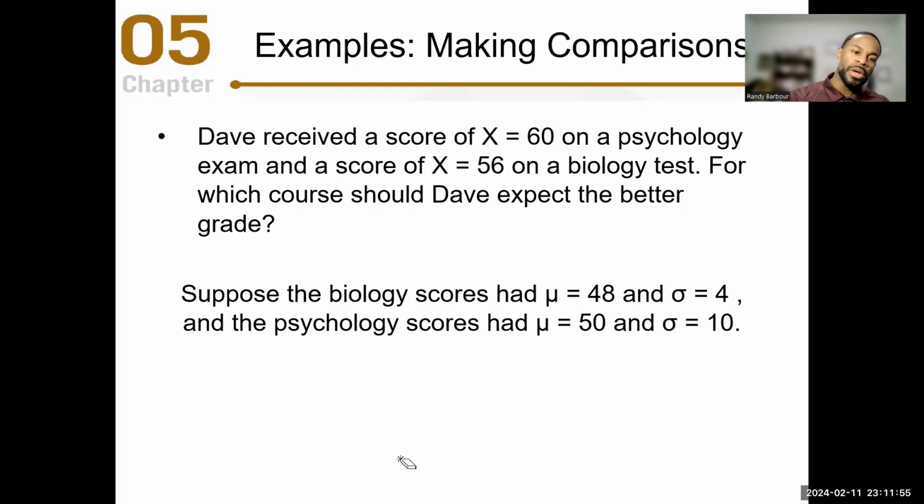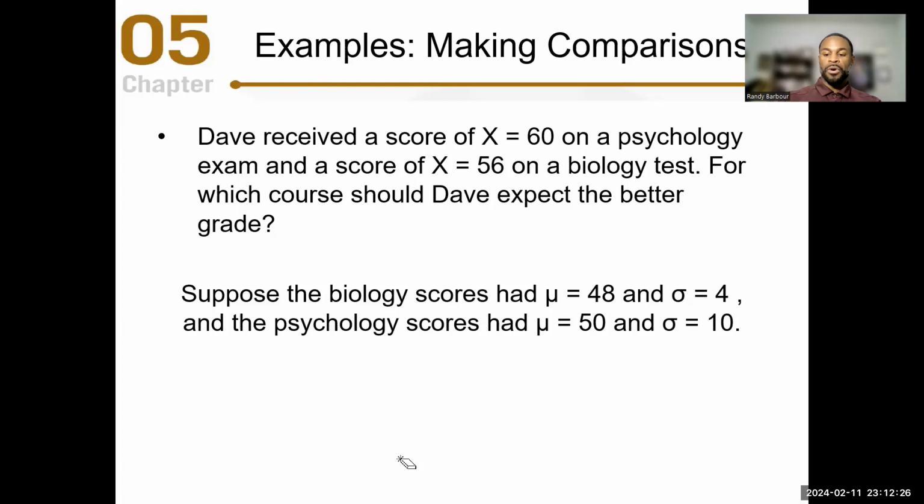Okay. So it says Dave received a score of 60 on a psychology exam and a score of X equals 56 on a biology test. It says, for which course should Dave expect the better grade? Suppose the biology scores have a mean of 48 and a standard deviation of 4, and the psychology scores had a mean of 50 and a standard deviation of 10.